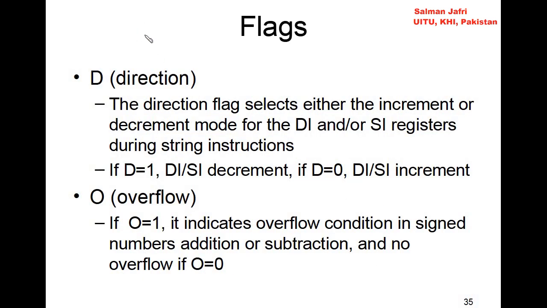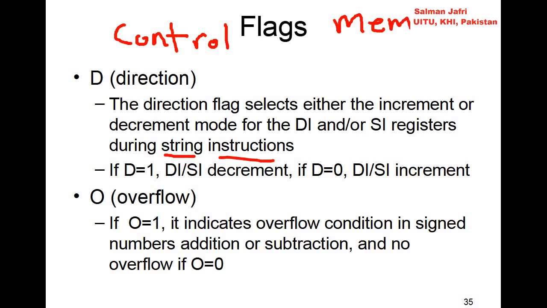Then we have the direction flag. Again, this is a control flag. The direction flag selects either the increment or decrement mode for the DI or SI registers during string instructions. As I discussed previously, string instructions are similar to, for example, the memory copy function that you might have used in C or C++. Memory copy copies from a source address to a destination address. So in assembly language, if we want to carry out a memory copy, we use string instructions.